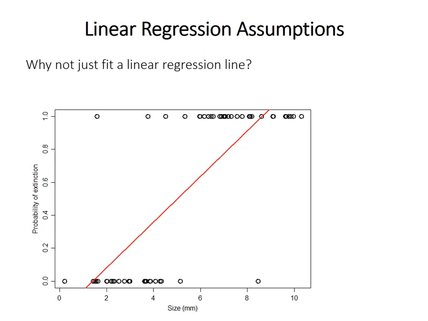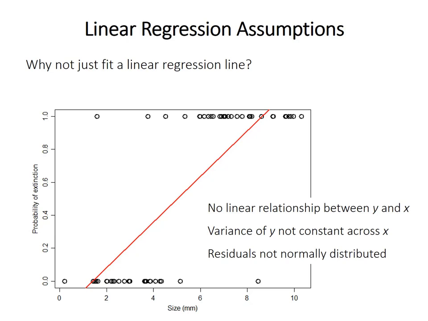So why can't we just fit a linear regression line like I've done here? Well, let's think back to the assumptions that linear regression makes. So first of all, the relationship of the actual data is not linear. I mean, I put a linear line through it, but that's not the relationship that you see from the points. More importantly, the variance of the y values is not constant for all x.